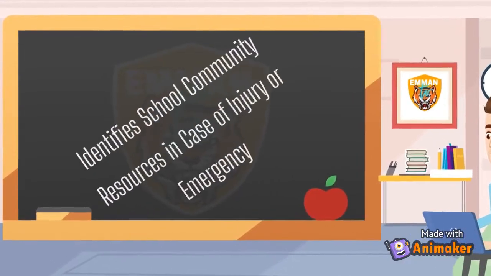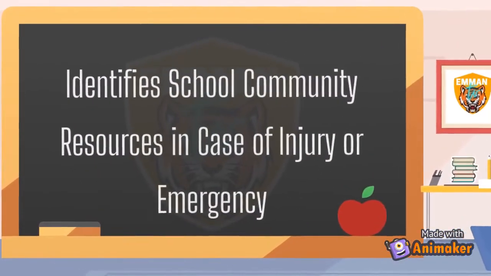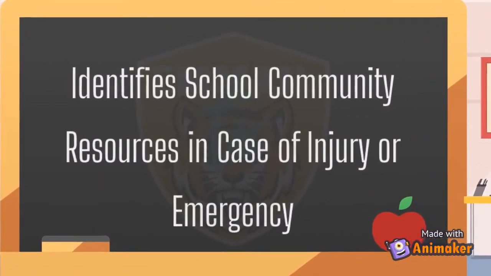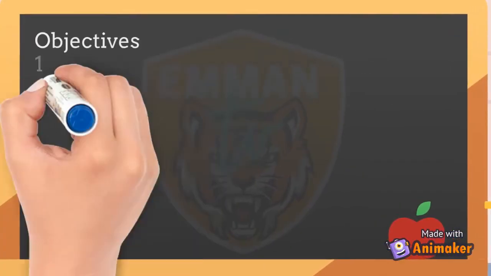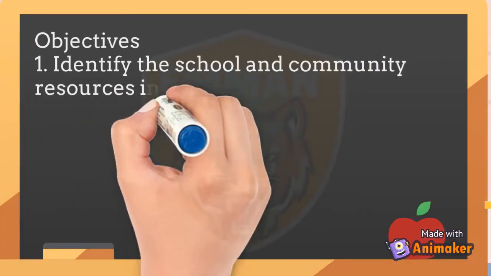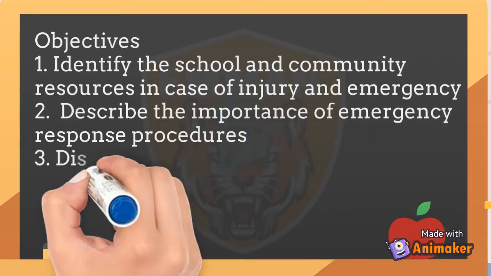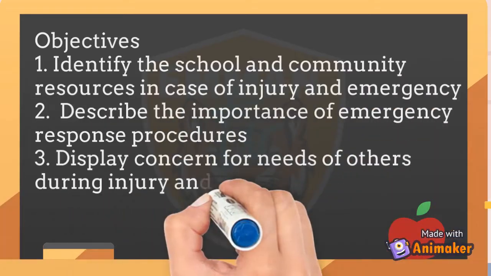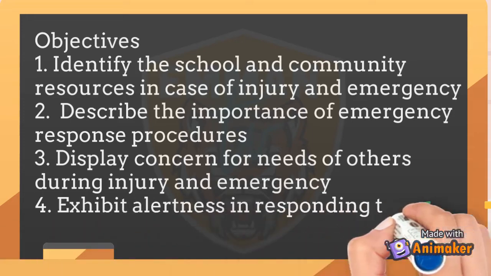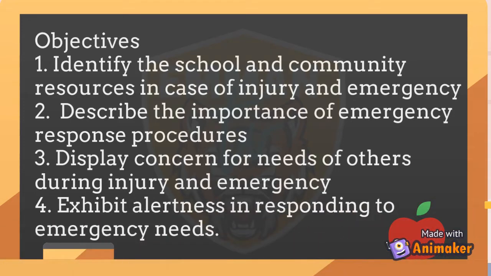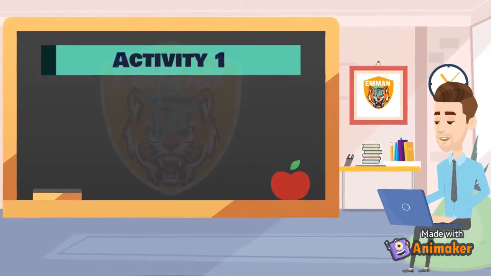Our today's topic is, identifies school and community resources in case of an injury or emergency. Our lesson objectives are the following. 1. Identify the school and community resources in case of injury and emergency. 2. Describe the importance of emergency response procedures. 3. Display concern for the needs of others during injury and emergency situations, and number 4 is exhibit alertness in responding to emergency needs. Let us have the activity.